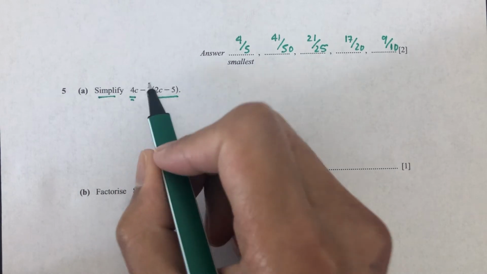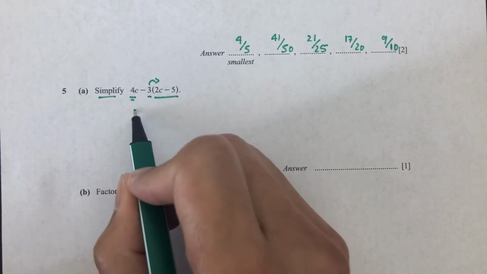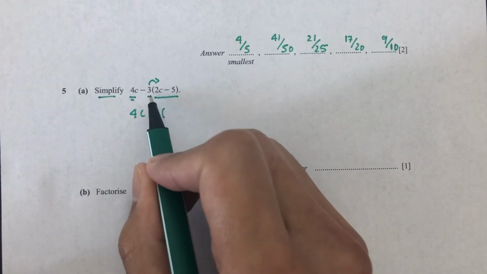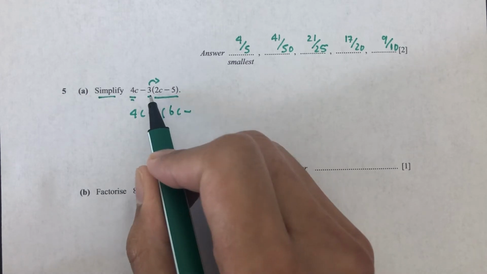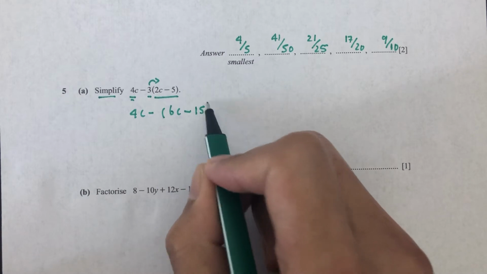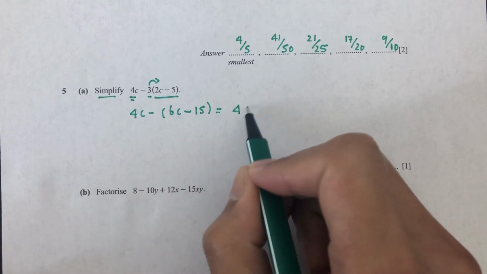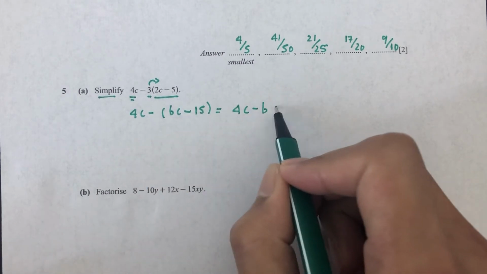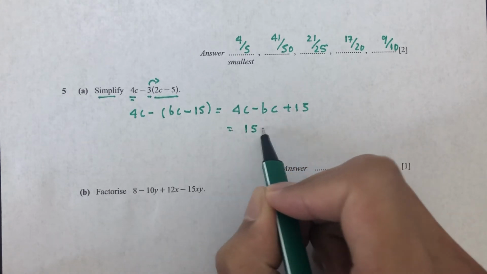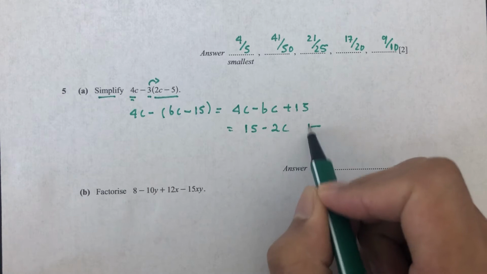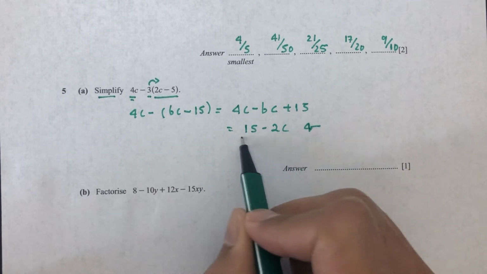So the first thing we can do is we'll bring this 3 inside. So 4c minus 2 times 3 will be 6c minus 3 times 5 will be 15. This will be equal to 4c minus 6c plus 15. So that will be 15 minus 2c for the answer of this one.